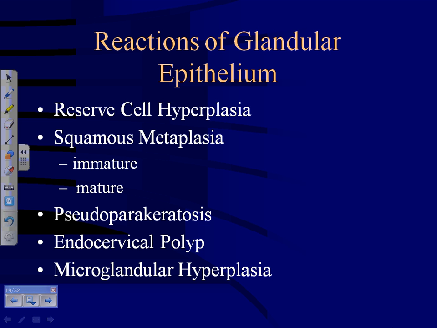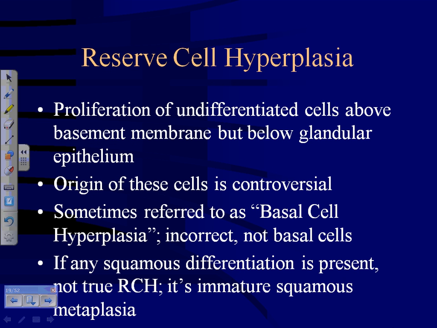Also, endocervical polyps are just polypoid proliferations of the endocervical tissue lined by normal endocervical epithelium. We'll look at that, as well as microglandular hyperplasia, something we see not uncommonly. And in fact, it's commonly found in women who are on oral contraceptives. And it really is a very nonspecific finding, but it's just a benign response of the endocervical glands, and we'll look at some examples. All right, first of all, reserve cell hyperplasia.